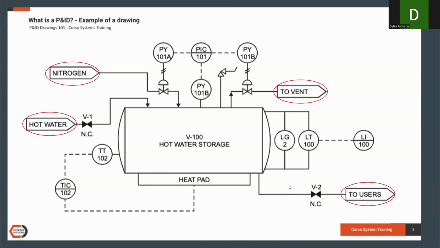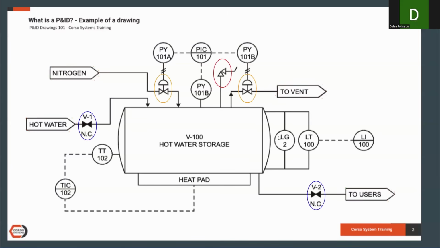In my head, the hot water enters, conditions inside the vessel are controlled, and once that water reaches the temperature we want, it's sent out to users. At the same time, gases can build up inside this vessel, so we need a way to safely vent pressure when needed. And that's where this vent comes in. So in simple terms, material comes in, conditions are controlled, useful product goes out, and excess pressure is safely removed.